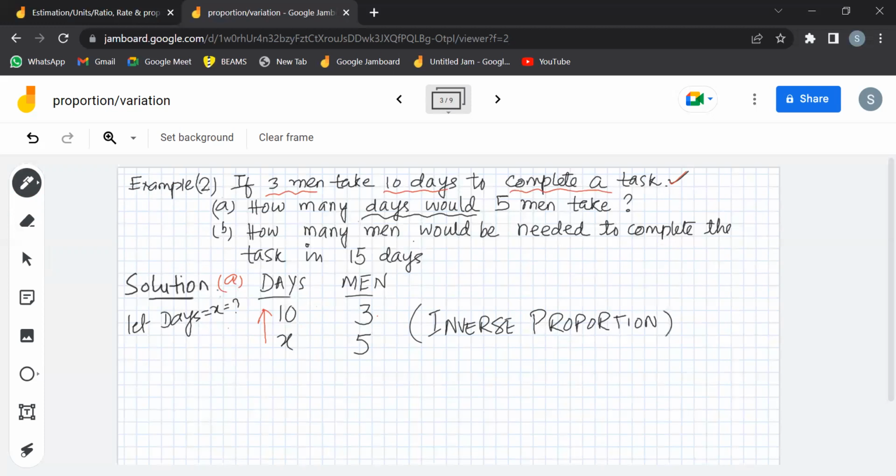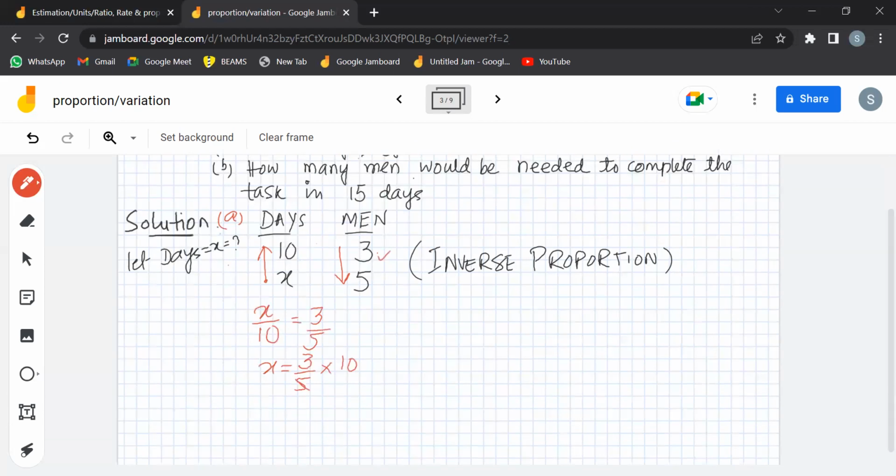And for the inverse proportion, we'll be drawing the arrows in the opposite direction to the direction which we have for the other, for the days. So arrows are in the opposite direction because of the inverse proportion. Next, writing the ratio on the left hand side, x over 10. The arrow is starting from x, so x over 10, and that is starting from 3 towards 5, so 3 over 5. So when you simplify, it is 3 over 5 multiplied by 10.